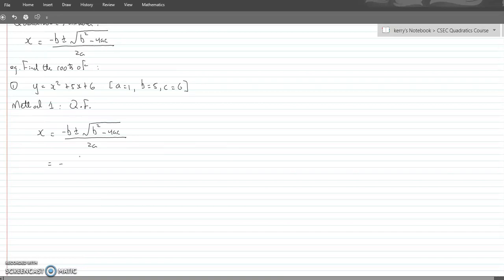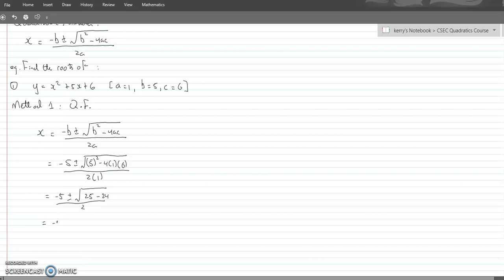So it'll be minus b, which is minus 5, plus or minus the square root of b squared, which is 5 squared, minus 4 by a, which is 1, by c, which is 6, all over 2 by a, which is 1. And you notice that you have no big problems going into this. So minus 5 plus or minus the square root of 25 minus 4 sixes is 24, all over 2. Good, not too bad now.